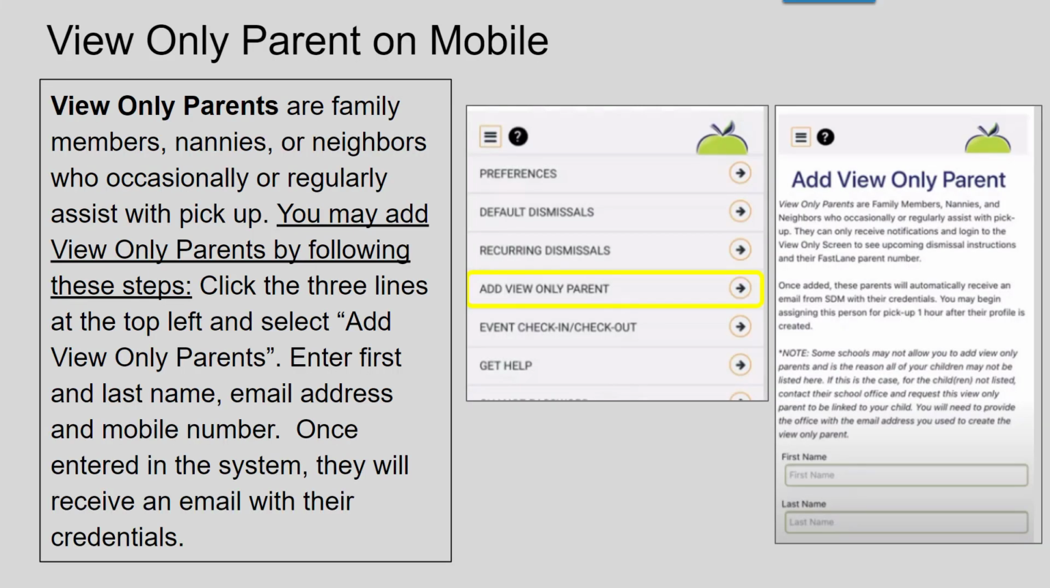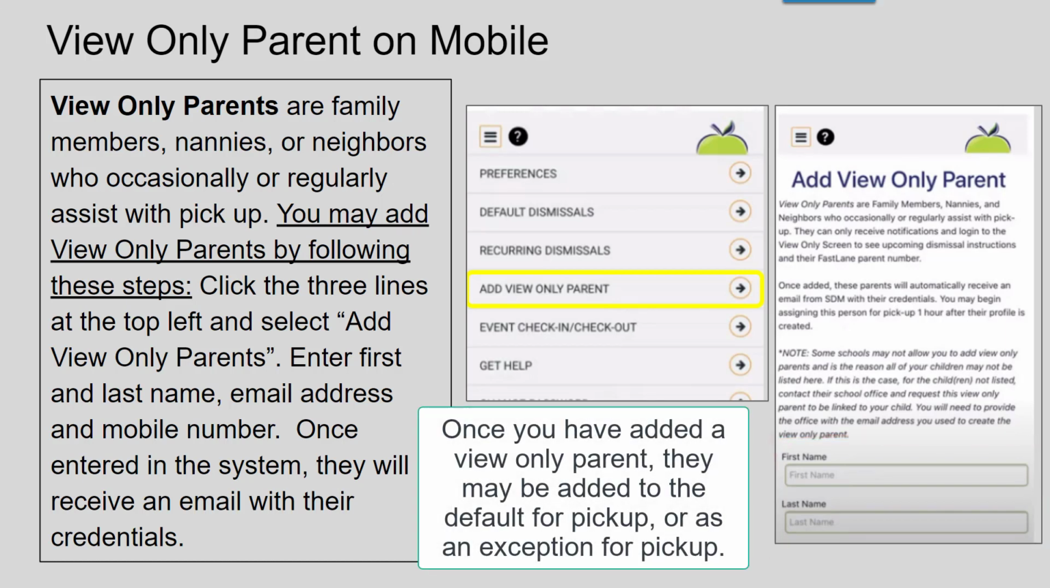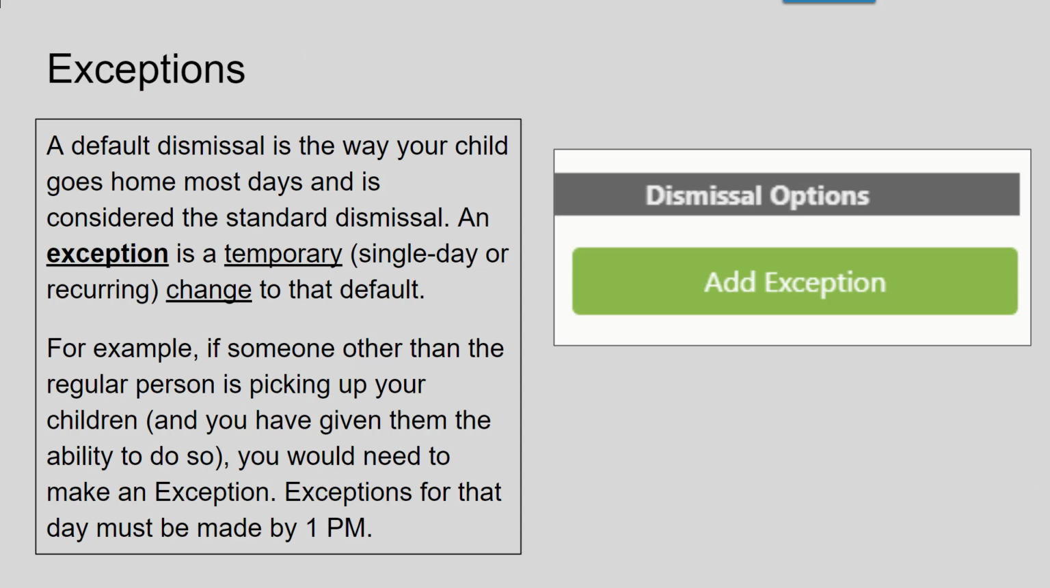View-only parents are family members, nannies, or neighbors who occasionally or regularly assist with pickup. You may add view-only parents by following these steps. Click the three lines at the top left and select Add View-only Parents. Enter the first and last name, email address, and mobile phone number. Once they are entered in the system, they will receive an email with their credentials. At that point, parents can add view-only parents as a default or an exception for pickup.